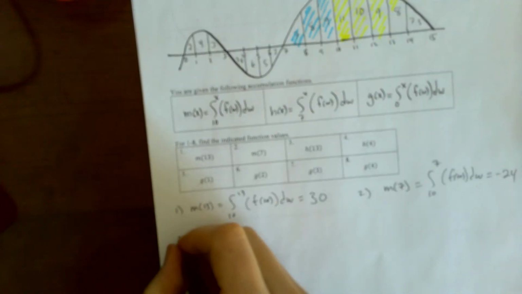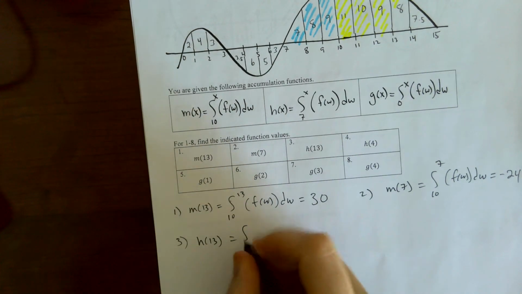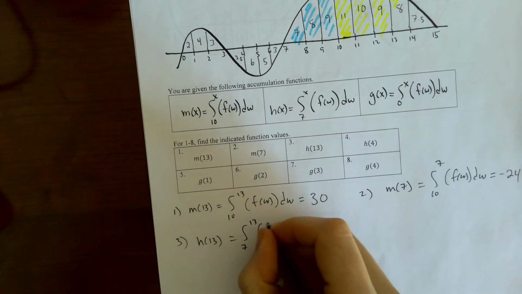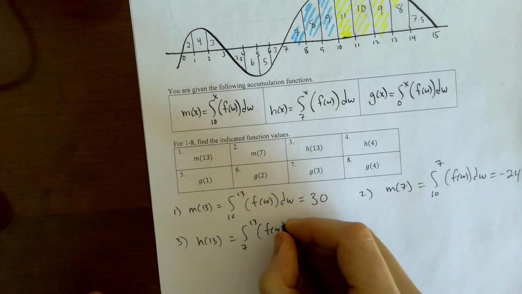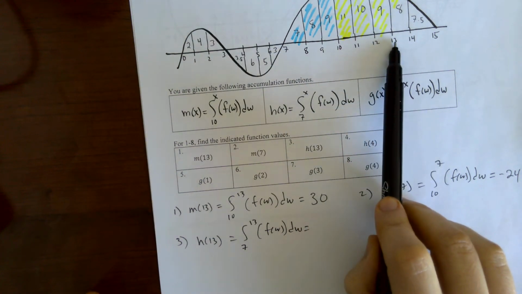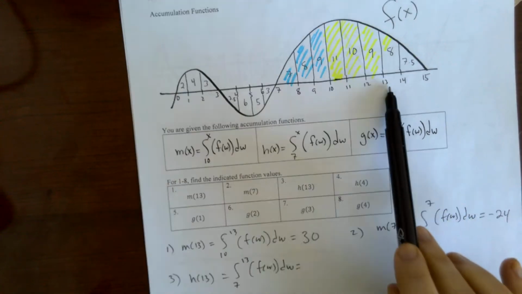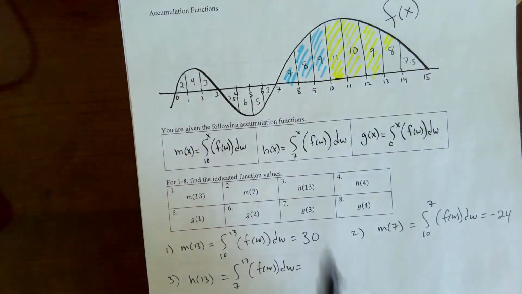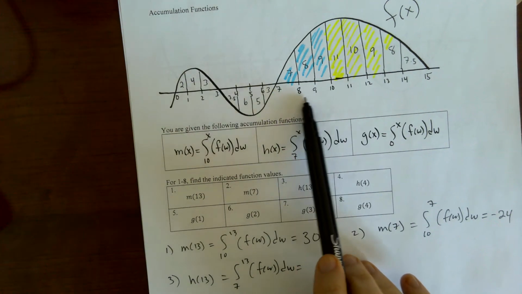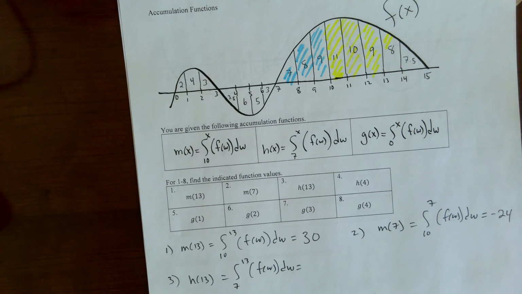Okay, now we'll do number 3. So we want h of 13. That is this function now. So it's the integral from 7 to 13 of f of w dw. So from 7 to 13, this is a forwards interval, and all of this area is above the x-axis, so everything is positive. So I have to add up all of these areas from 7 to 13: 7 plus 8 plus 9 plus 11 plus 10 plus 9, which is 54.